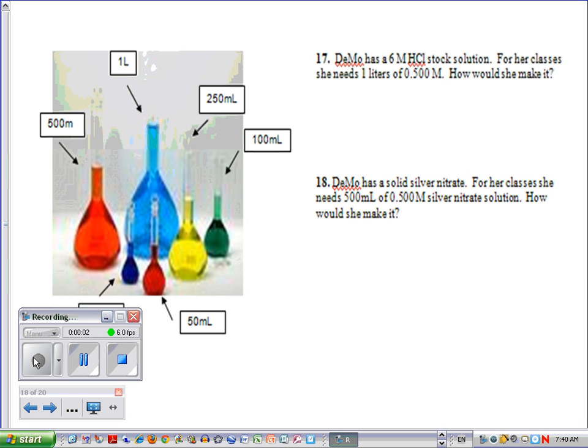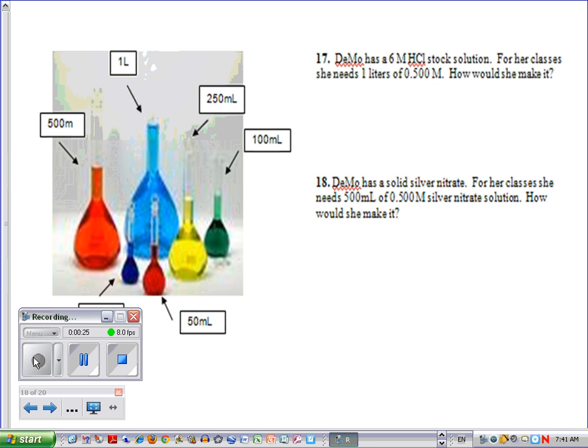All right, so we're going to work the last 3 in-class problems, which can be found on the last page of your packet, page 6. First, numbers 17 and 18 are solution problems. We've already done similar ones in class and earlier in class problems, but it's definitely worth taking a look at again. So number 17, Demo has a 6 molar hydrochloric acid solution.